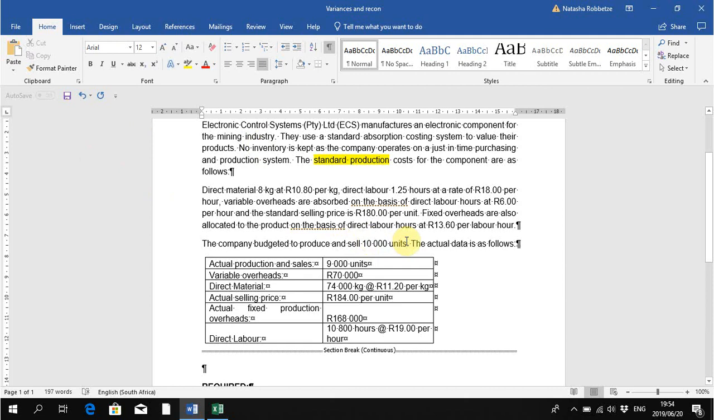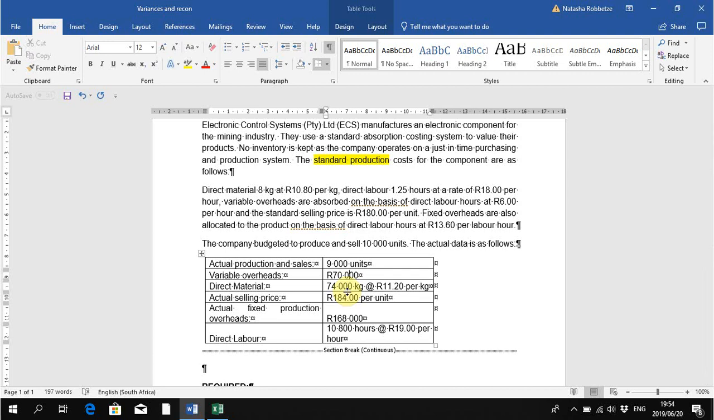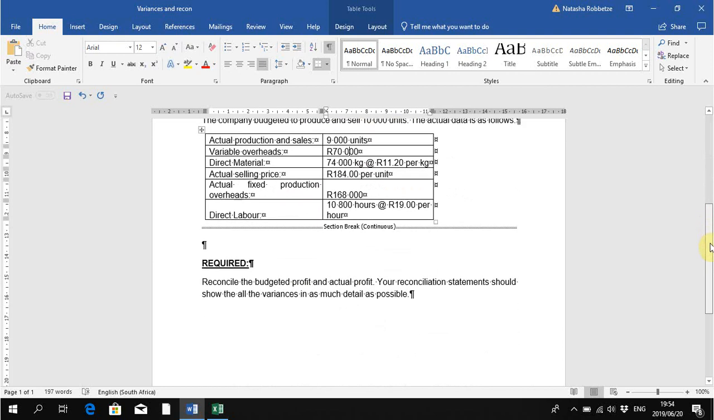In the next block, the actual data is given. So the actual production and sales was 9,000 units. The variable overheads added up to 70,000. The direct material was 74,000 kilograms at 11 Rand 20 for a kilogram. The actual selling price was 184 Rand. The fixed production overheads total 168,000. And then the direct labor was 10,800 hours at 19 Rand an hour. In the required part, you need to reconcile the budgeted and actual profit by calculating all the possible variances.